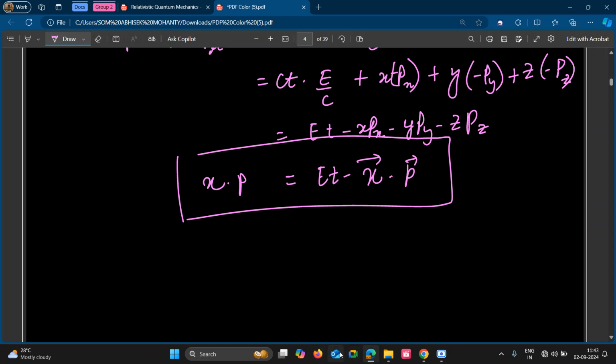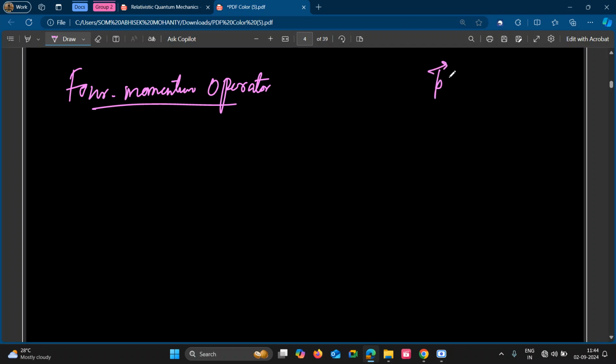So let's do something for the momentum operator. We'll expand it a bit and see what's going on here. The momentum operator we know is what? Minus i h cut del by del x, right? Minus i h cut del by del x, p x, p y. It goes on like that, right?